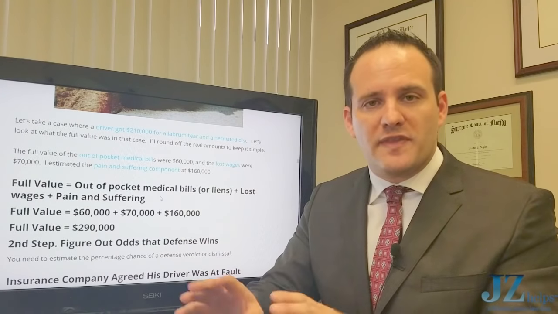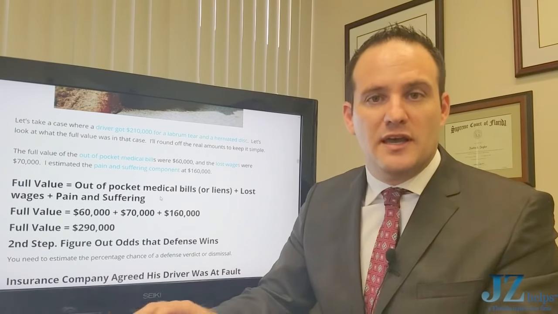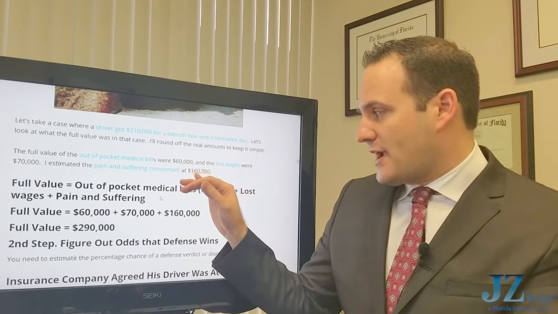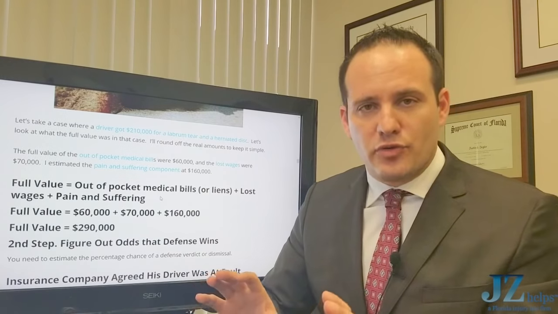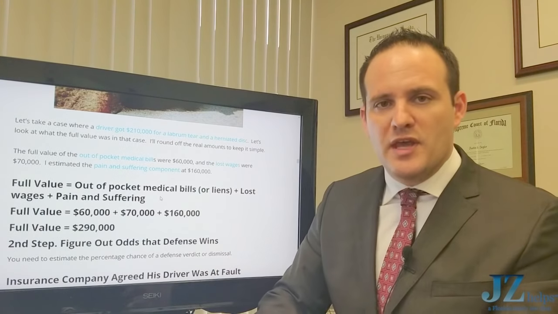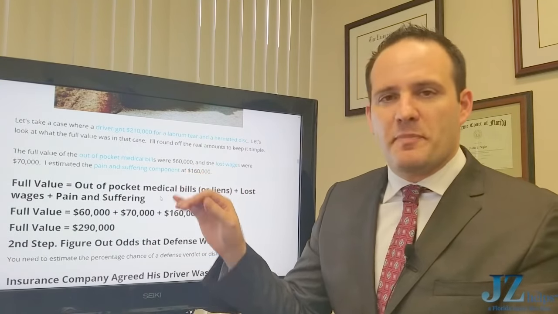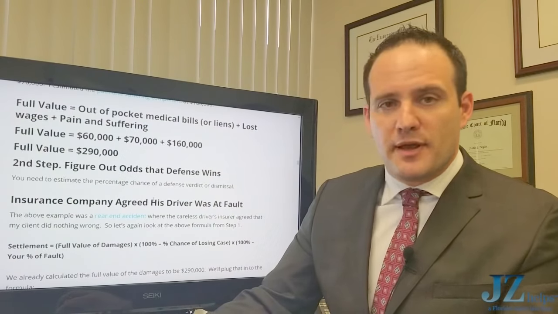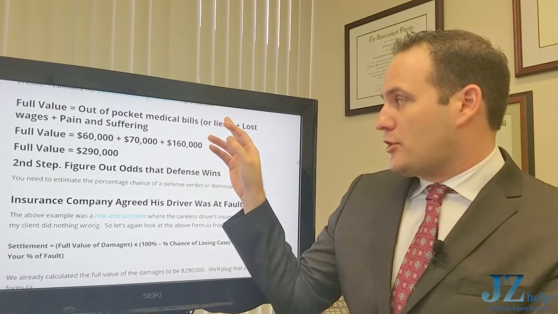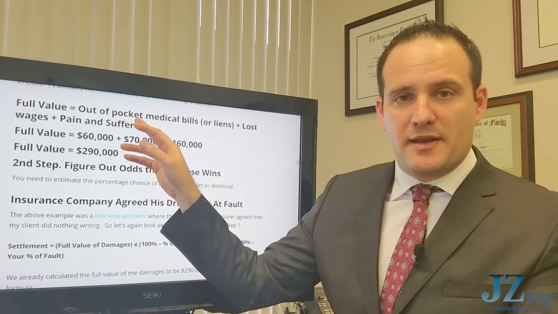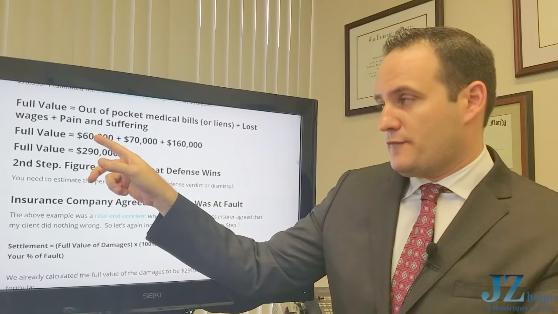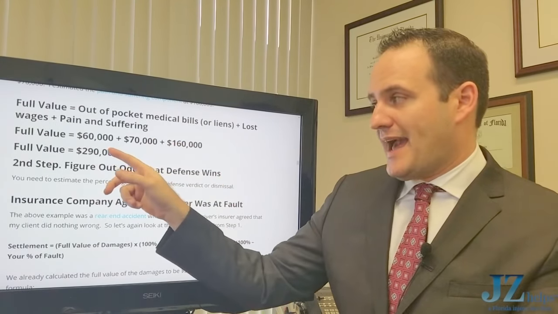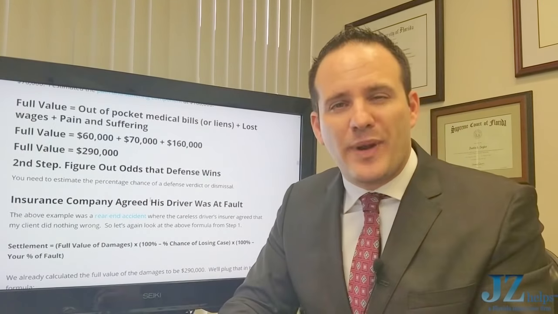It's the part of the equation that non-attorneys generally will not know. But I factored for, in his particular case, and I'll get into it in a minute or so, that pain and suffering was based on his particular shoulder injury, and he had a herniated disc. So let's plug in the numbers. Full value equals out-of-pocket medical bills or liens plus lost wages plus pain and suffering. You see I'm substituting in the amount for medical bills. Here we go for lost wages and $160,000 for pain and suffering. I add them. $290,000 is the full value.